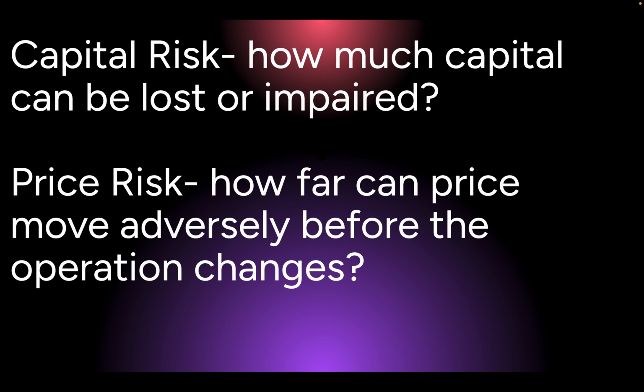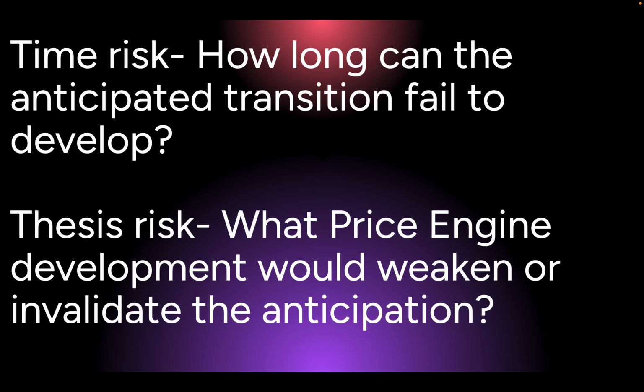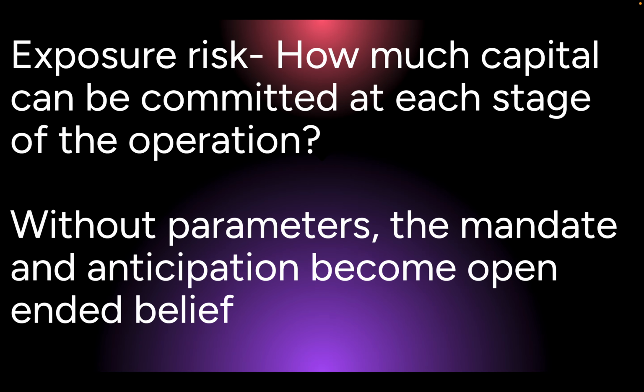So here's some interesting examples here to think about. First is capital risk. How much capital can be lost or impaired? The next is price risk. How far can price move adversely before the operation changes? The next one is time risk. How long can the anticipated transition fail to develop? Then we have thesis risk. What price engine development would weaken or invalidate the anticipation? Next is exposure risk. How much capital can be committed at each stage of the operation?